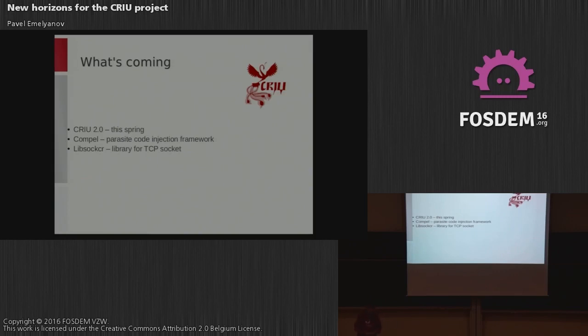The most important stuff about 2.0 is that we will try to make 2 interesting technologies that were implemented in CRIU available independently. The first thing is what we call compel. Compel is a framework that allows you to inject parasite code into running processes.